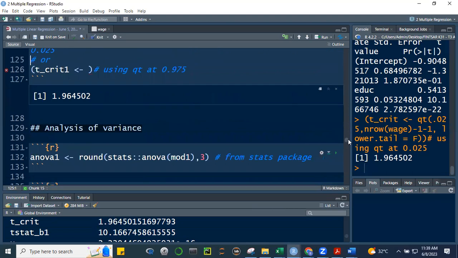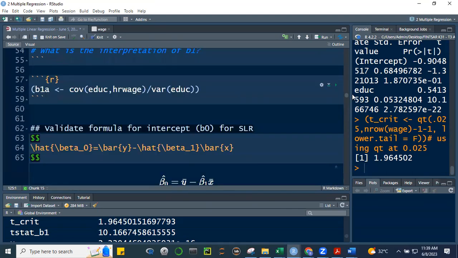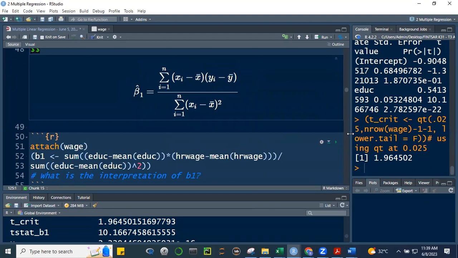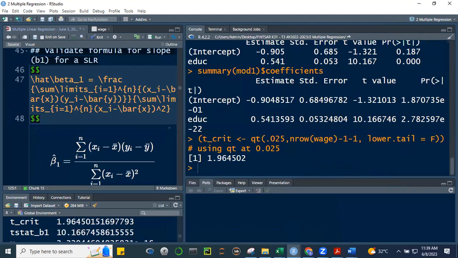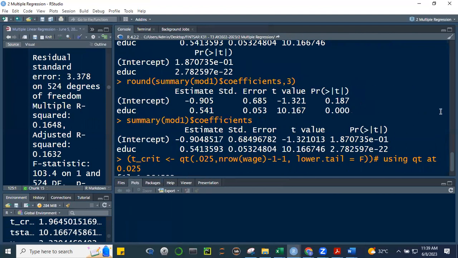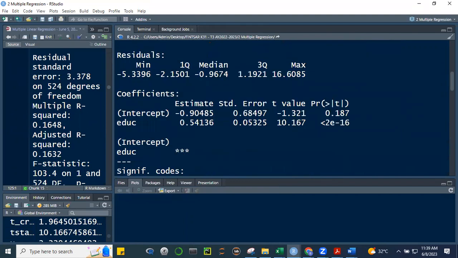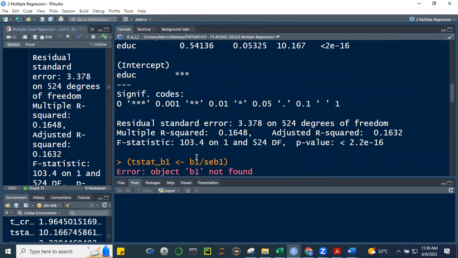All right, meron pa tayong isang output dito, no? Ito na hindi pa natin na-discuss, so we're going to quickly discuss this. How about this one, class? Ito, no? This one. Residual standard error. Ano to? Ano tong standard error of the residual? Where did this come from?